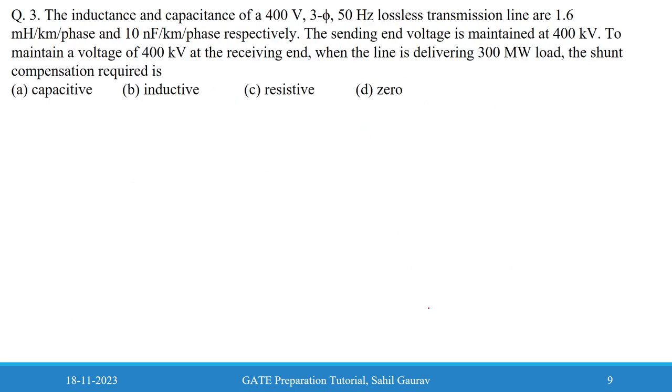Now let us come to the next problem. In this problem it is asked: the inductance and capacitance of a 400 kV, 3 phase, 50 hertz lossless transmission line are 1.6 millihenry per kilometer per phase and 10 nanofarad per kilometer per phase respectively. The sending voltage is maintained at 400 kilovolt, and to maintain the voltage at 400 kilovolt at the receiving end when the line is delivering 300 megawatt load, the shunt compensation required is. This is really a nice problem, and this question was asked in GATE 2016 and it is of 1 mark.